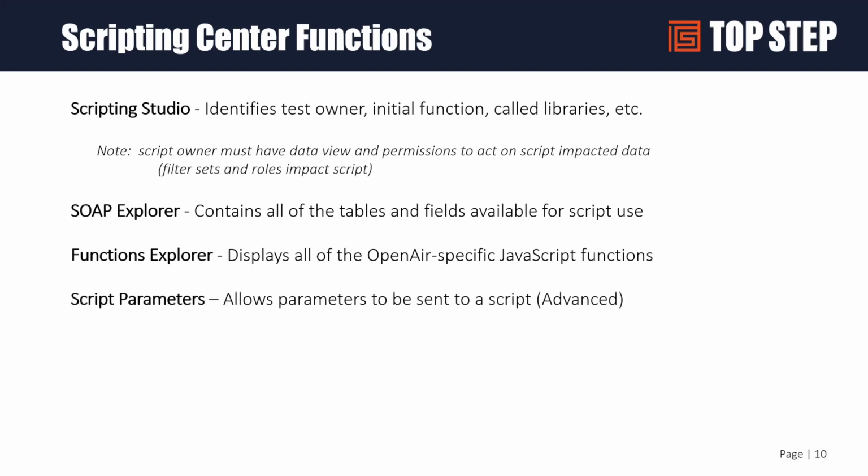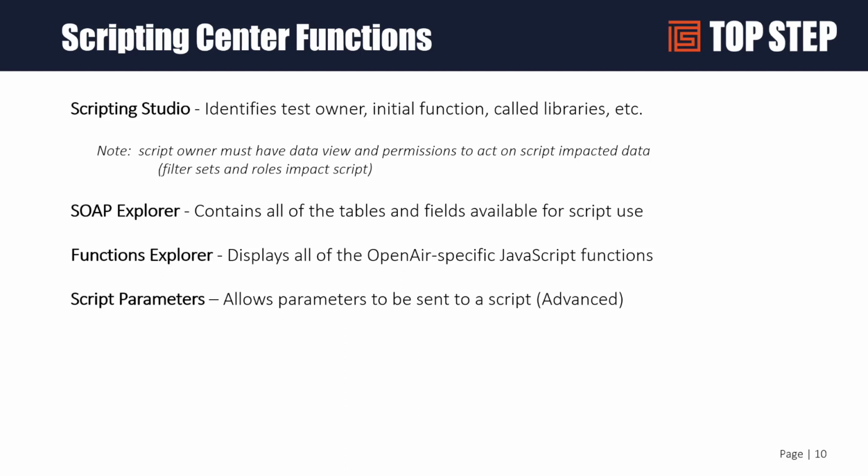Script parameters allows parameters to be sent to a script. What this means is that there's a section in OpenAir called the parameters section within the Scripting Center that allows you to specify values that you want passed to the script. And if you need to change those values, you can change them in the parameters section without having to make any code changes. Where this is particularly useful is with email addresses.